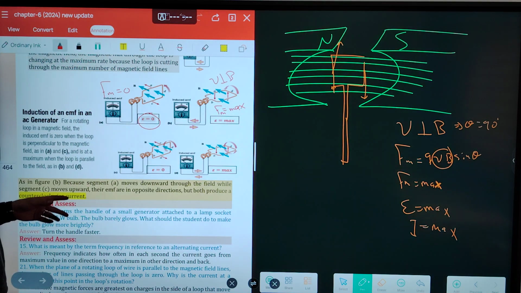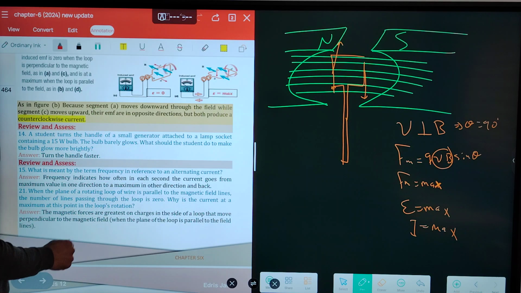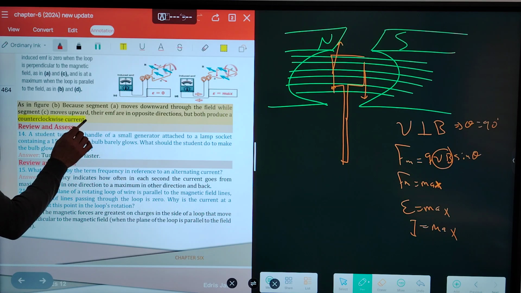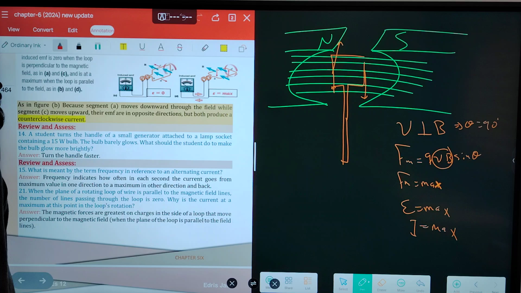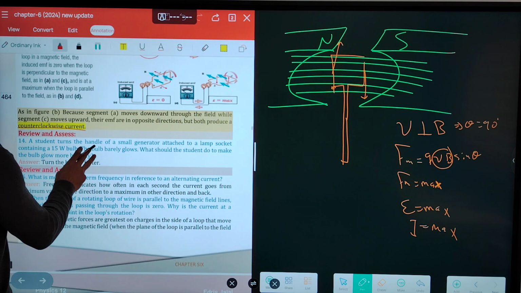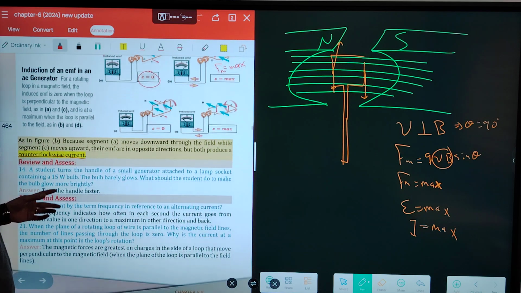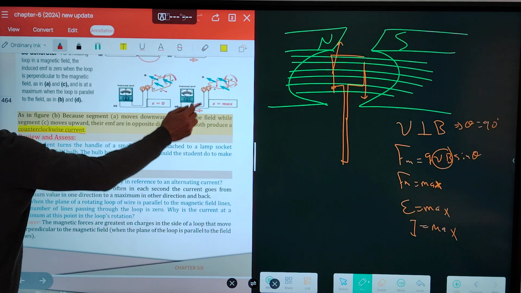So EMF is maximum, and current is also maximum. Because segment A moves downward through the field while segment C moves upward, their EMFs are in opposite directions, but both give a counterclockwise current. In figure B, the direction of the current is counterclockwise, but in figure D, the current is in the clockwise direction.